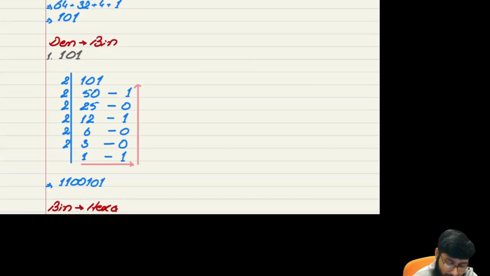2 25s are 50. So remainder will be 0. 2 12s are 24. So remainder will be 1. 2 6s are 12. That means remainder again a 0. 2 3s are 6. That means a 0. 2 1s are 2. That means we do have a remainder, that is a 1 over here.